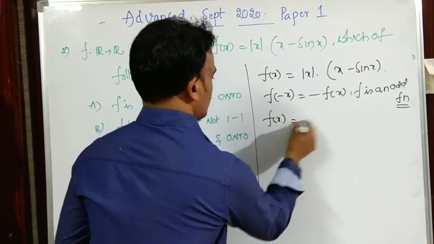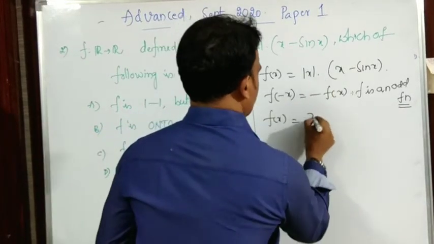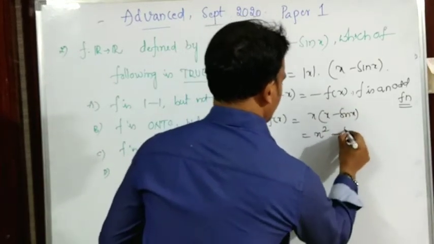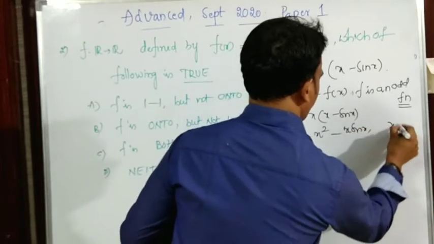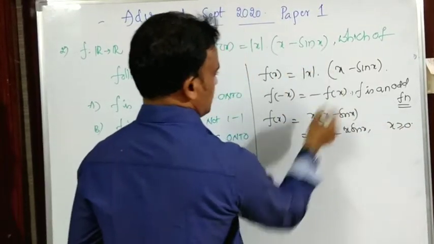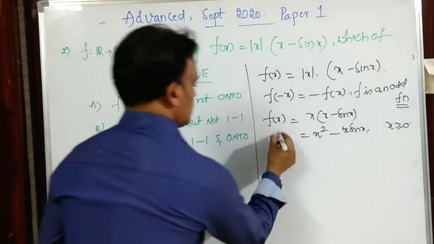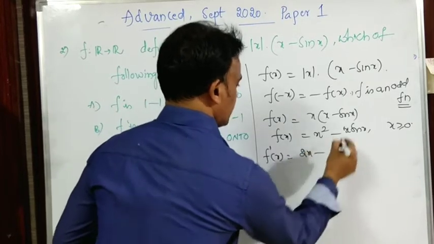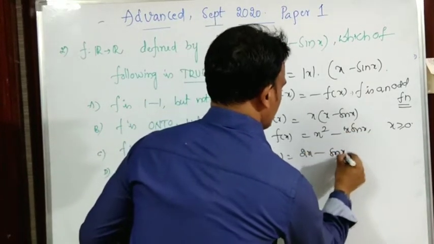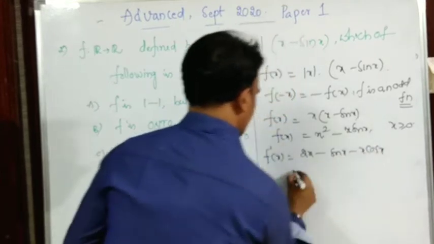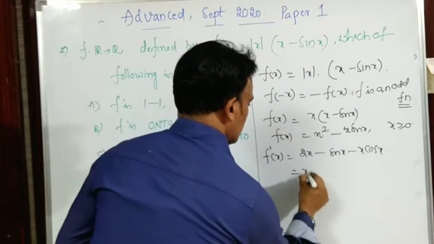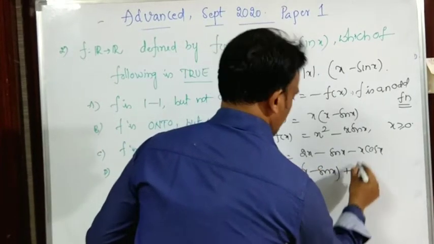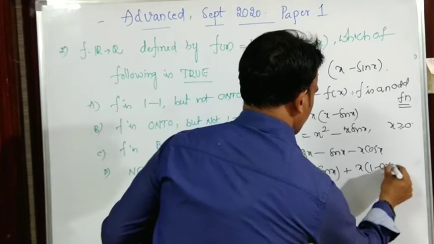I can define f dash of x equals x into x minus sin x, which is x square minus x sin x, for x greater than or equals to 0. Mod of x is x into x minus sin x. So this is your f of x. And coming to f dash of x, it is 2x minus sin x minus x cos x, which is x minus sin x plus x into 1 minus cos x.